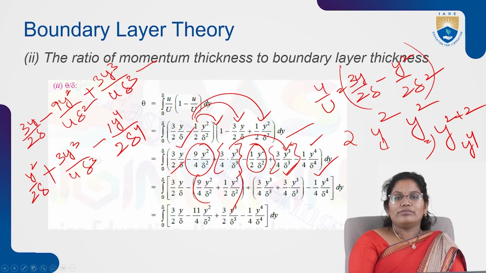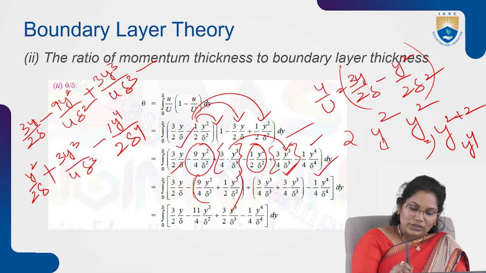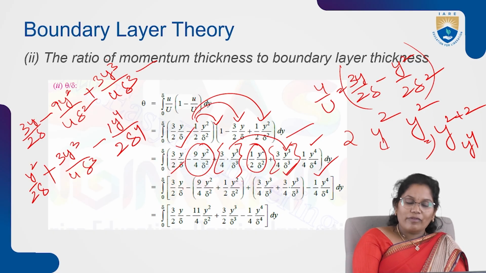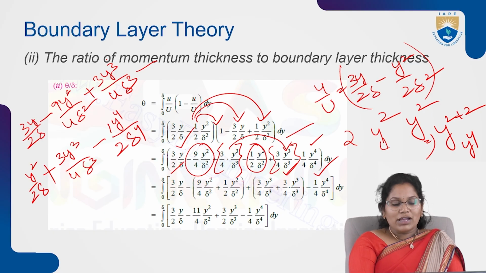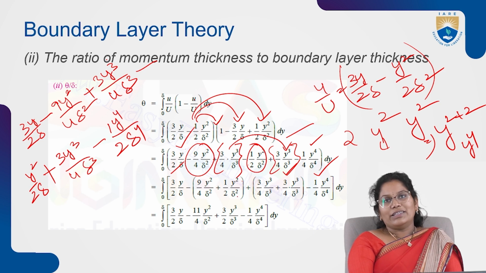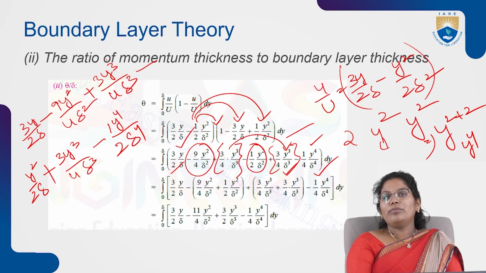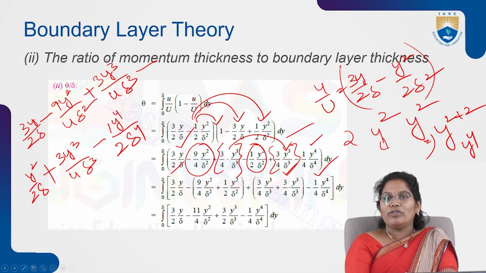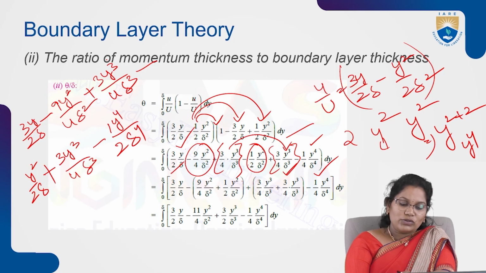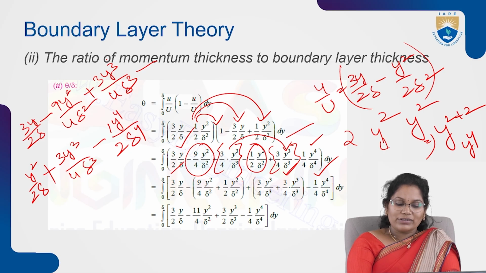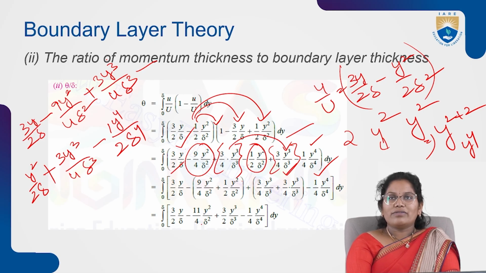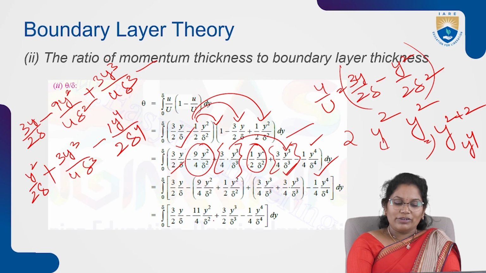Two values I'm writing at one place. That's why you bracket 3y by 2 delta minus 9y square by 4 delta square plus half y square by delta square plus 3y cube by 4 delta cube plus 3 by 4 y cube by delta cube. So when you do the simplification, you will get 11 by 4 y square by delta square.